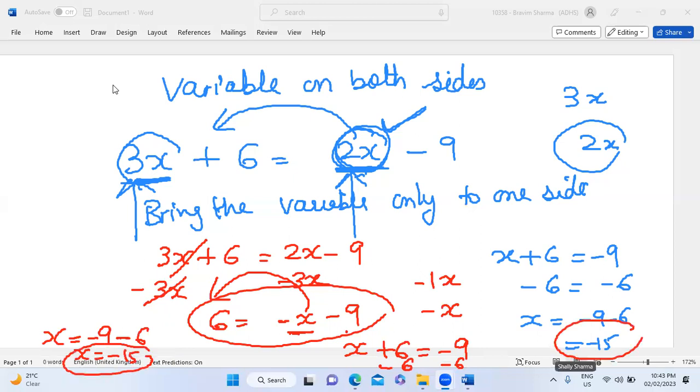Okay, so we don't know what x is, but we can say 3x and 2x. So this 3x is the bigger number here, 2x is the smaller. So always subtract the smaller one.